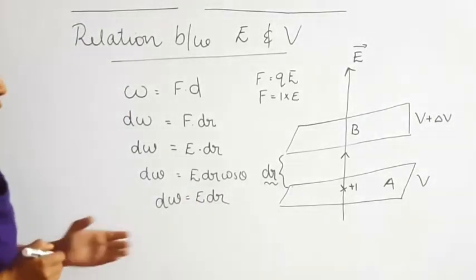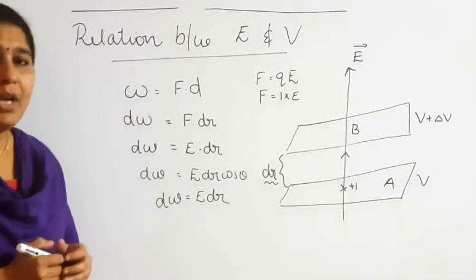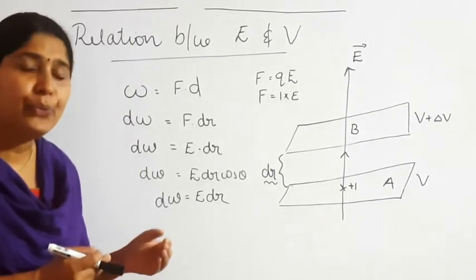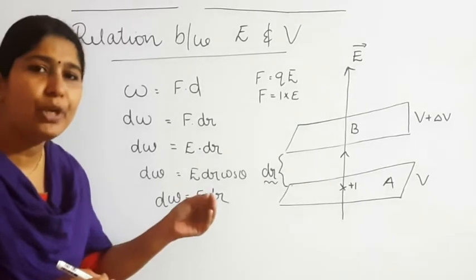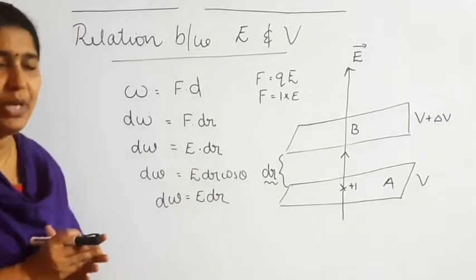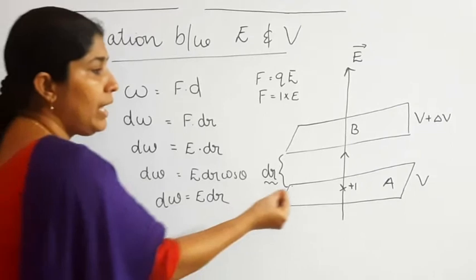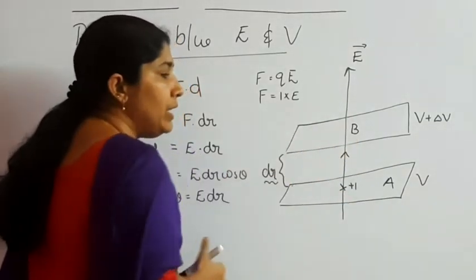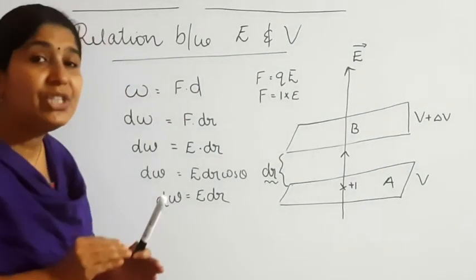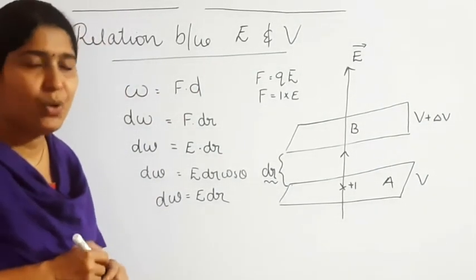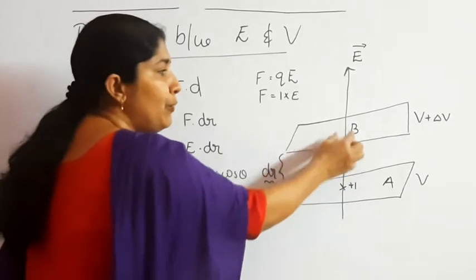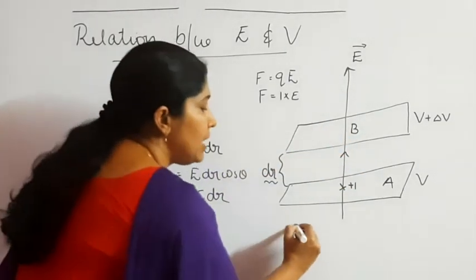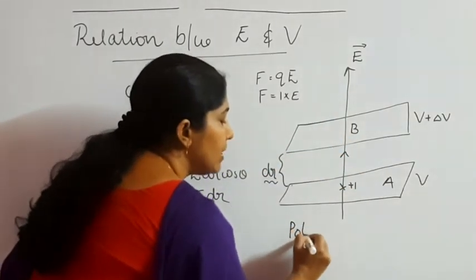We already studied that the work done to bring a unit positive charge from one point to another point is known as potential difference. What about the potential difference here? Potential difference is equal to potential difference.